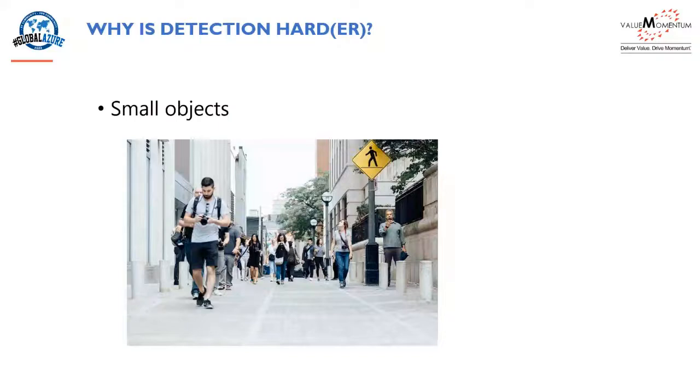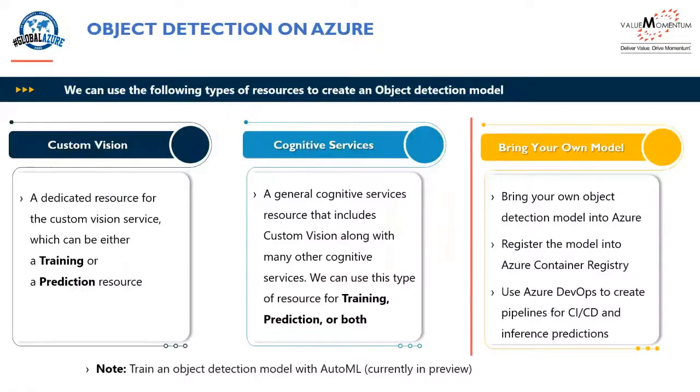And let us look into what options we have with respect to object detection on Azure, and how we create it. From the resourcing standpoint, you have Custom Vision resources available on Azure, specifically for the purpose of the Custom Vision service, which can be used for creating a training resource or a prediction resource for object detection. At a broad level, you can also select a Cognitive Services resource, which includes Custom Vision and a lot of other cognitive services that you can leverage.